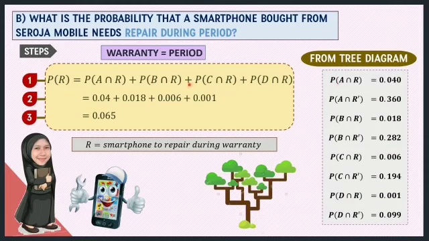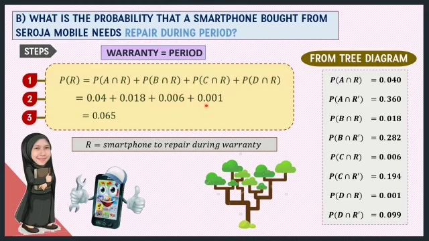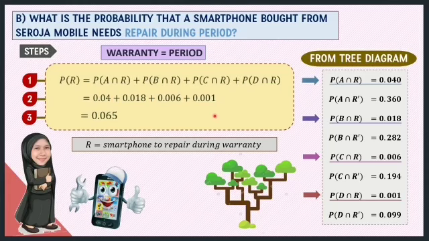So, to solve this question, it is better if we first write all the formulas or representations of all probabilities to avoid carelessness. Since we can get a smartphone from any of the 4 brands, we have to add the probabilities that happen with event R occurring. Next, the value of each probability we already counted on the tree diagram, so we can just refer to that and put it into our solution. And the final answer is 0.065 by adding all the values that you get.